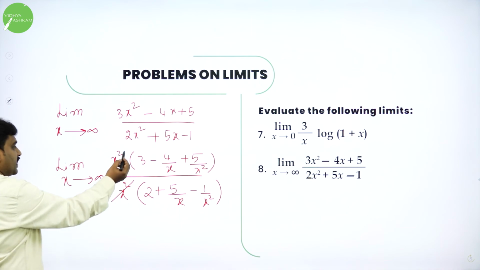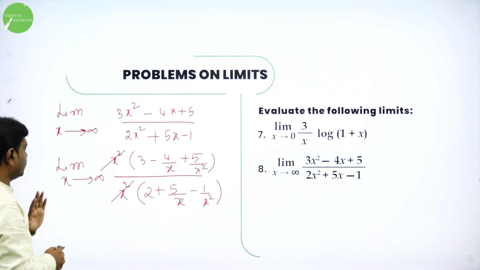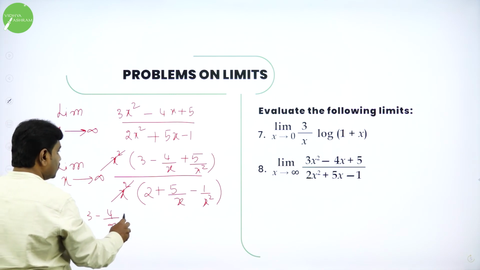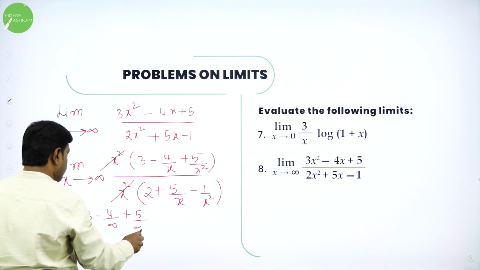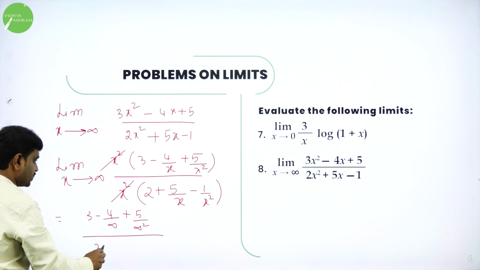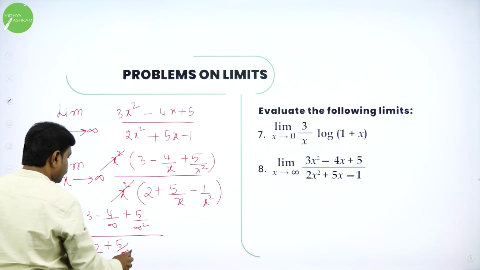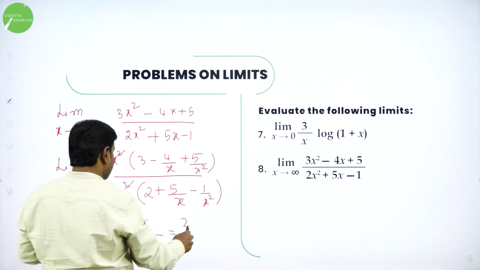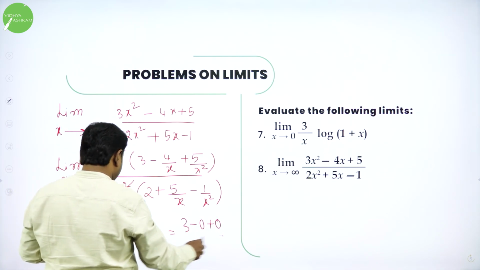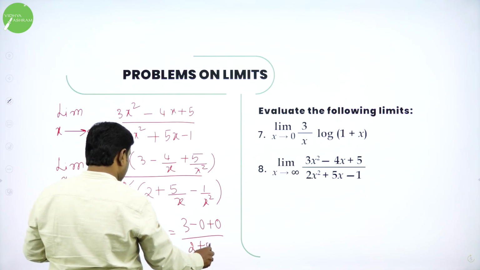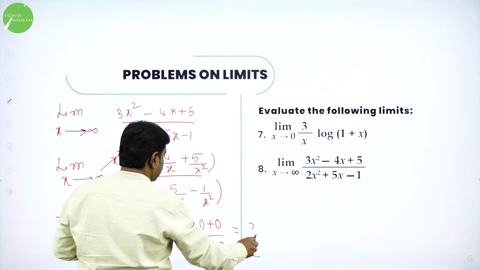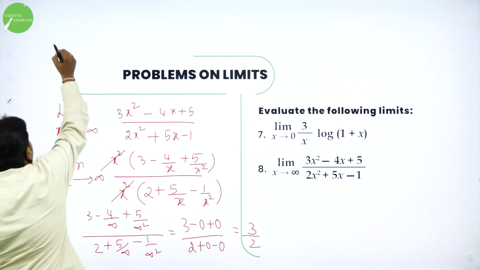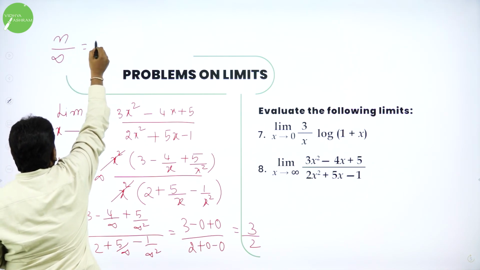Now x² cancels. In the place of x, put infinity. So numerator 3 − 4/∞ + 5/∞², denominator 2 + 5/∞ − 1/∞². Further, (3 − 0 + 0)/(2 + 0 − 0). So finally you will get 3 by 2. You know number by infinity is 0. Number by infinity value is how much? 0. This is a basic you should know.